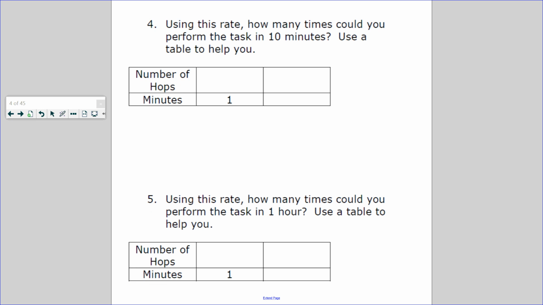Using this rate, how many times could you perform the task in 10 minutes? So I can do, let's go back here, 66 hops in 1 minute. But how do I build a relationship to 10 minutes? Times 10, times 10, that'd be 660 hops in 10 minutes. You would think you'd be tired by that, but you know what? I go to the gym every day.